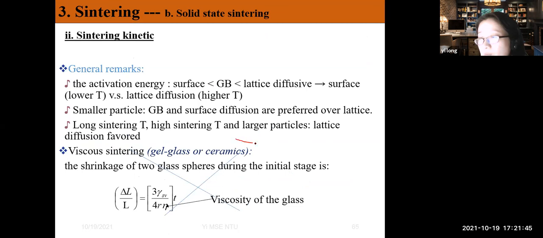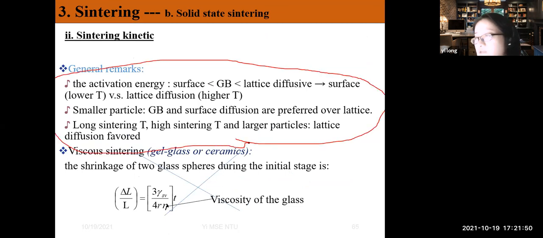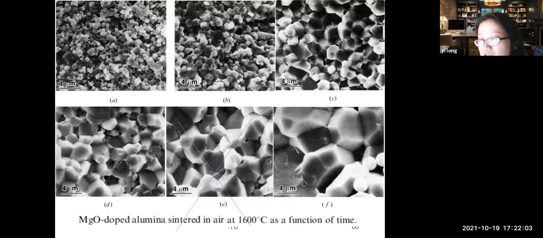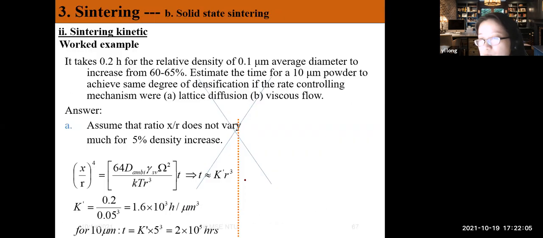So, general remarks, please remember. These are general remarks after all these calculations. This helps you to make decisions when you do any sintering. And no need for all this. Also no need.